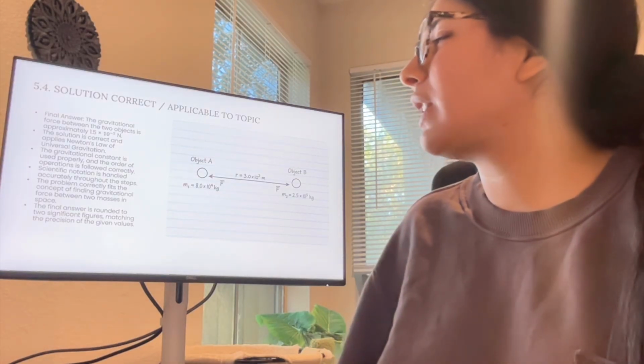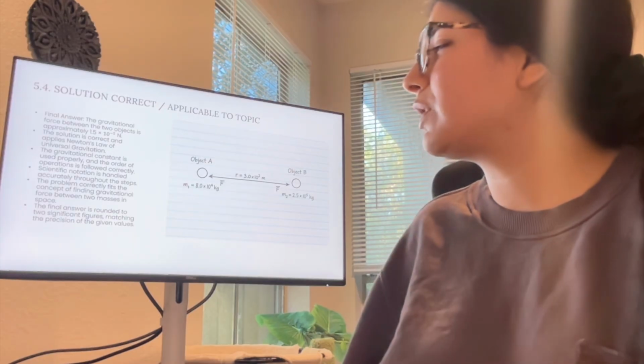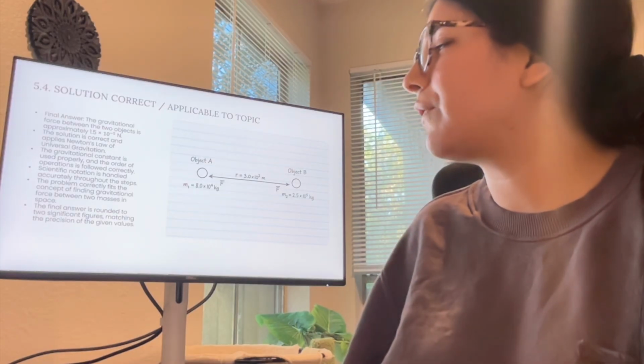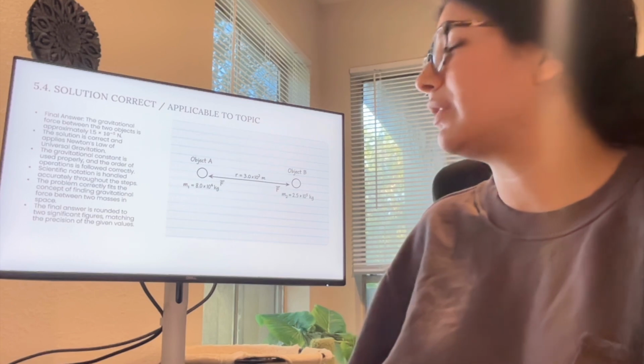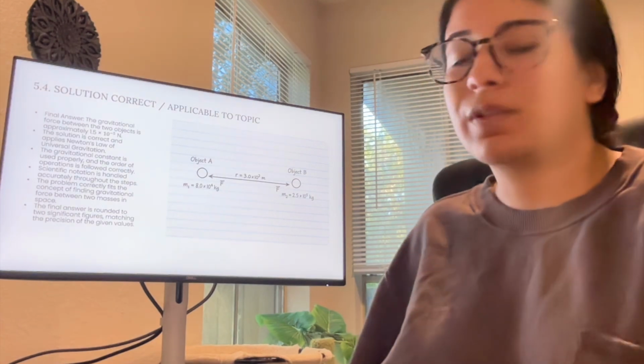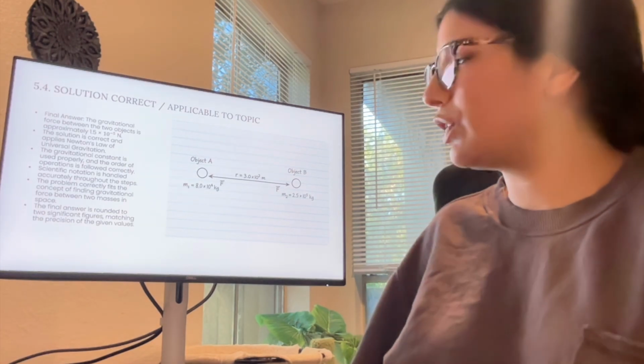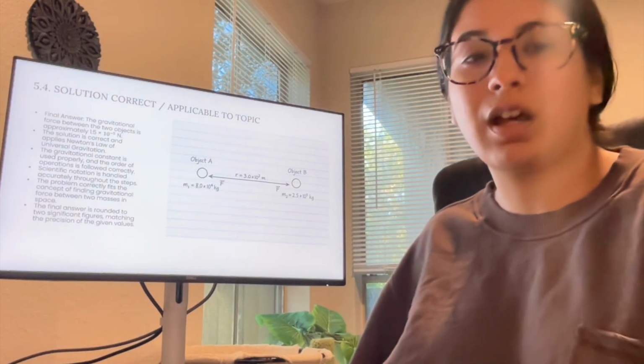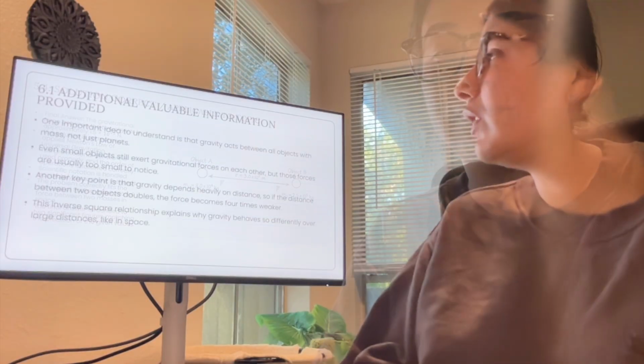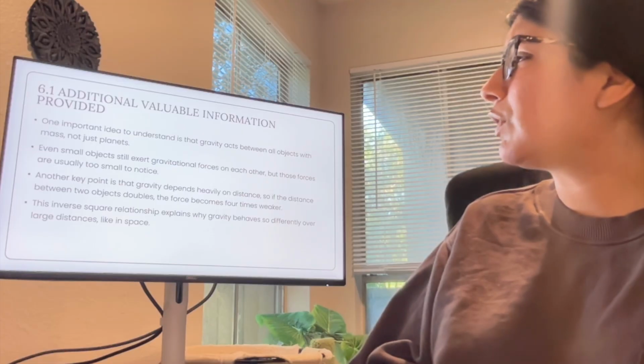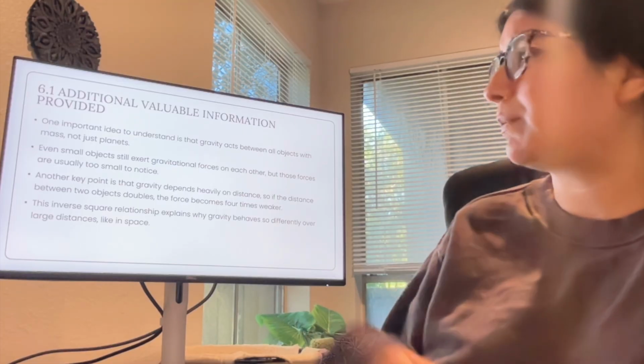Scientific notation is handled accurately throughout the steps. The problem correctly fits the concept of finding gravitational force between two masses in space. And the final answer is also rounded to 2 significant figures, matching the precision of the given values. Now, the additional valuable information that is provided.